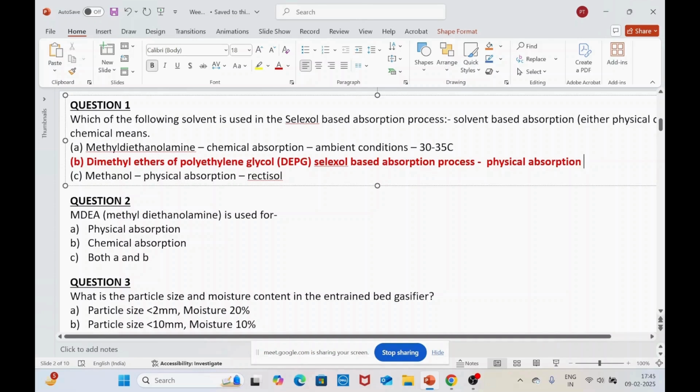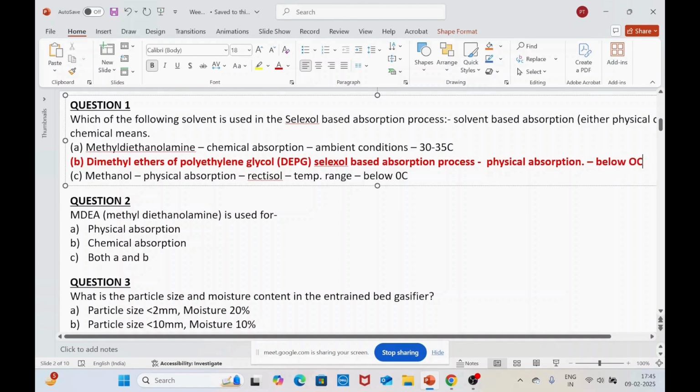And then you have your physical absorption process. So these two, Rectisol also is a physical absorption process. These two processes typically happen at temperatures below 0 degrees Celsius. So the temperature range is below 0. Here also it is below 0 degrees Celsius.